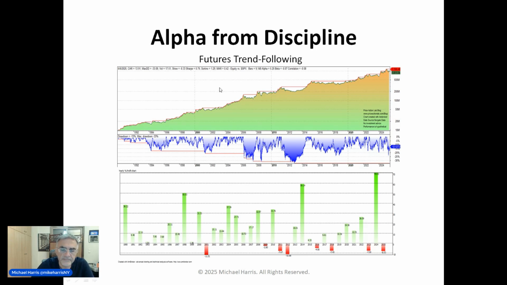this presentation. So this is a very difficult way to extract alpha. The strategies are not very complicated, but it takes significant discipline and ability to withstand drawdowns and stay in the market, take many losses, have a low win rate. It's very hard. Not too many people can do it.